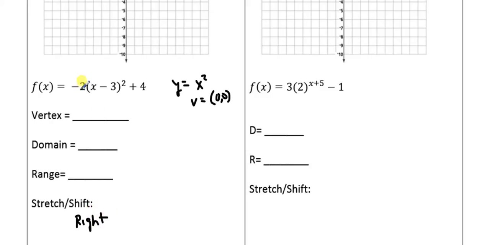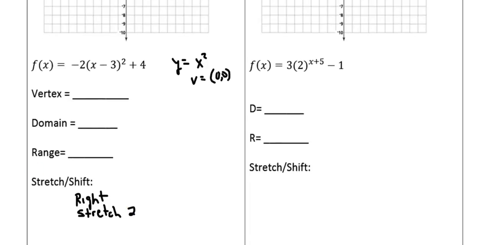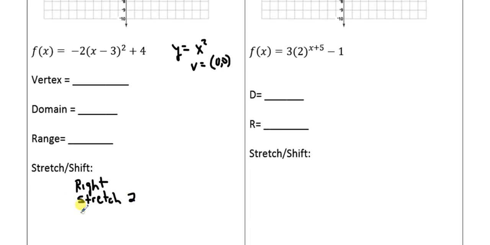And then we're going to stretch it by a factor of 2. In other words, it's going to go up twice as fast. I'll just put stretch 2. And then we're going to flip it over the x-axis because it's a negative 2. Flip over x. And then finally, the last step would be to raise the graph up 4. So we're doing a lot with this graph.